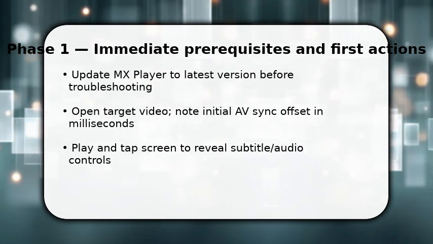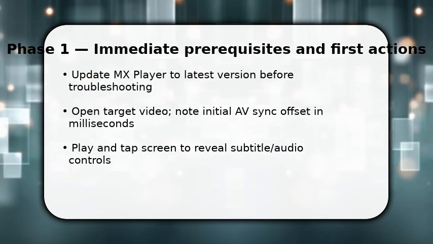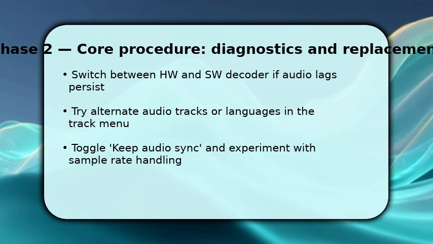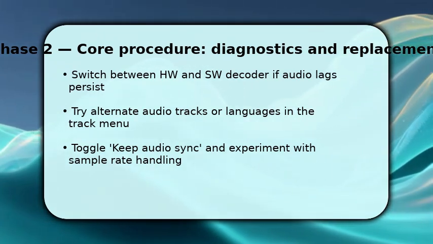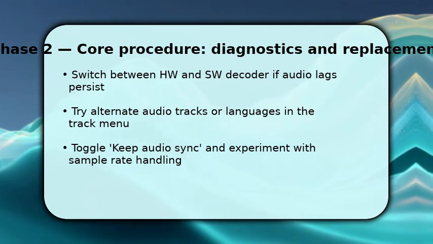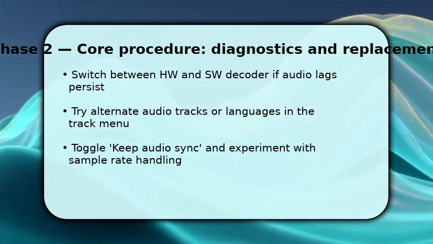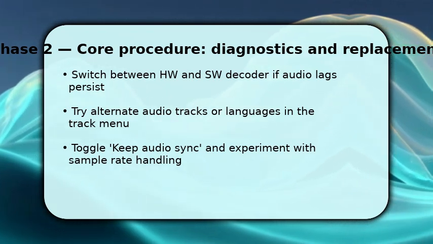Make sure you test short segments repeatedly. Small increments reveal direction and magnitude of correction. Next, change the decoder. Switch from hardware to software decoding or vice versa because some devices mishandle audio timing in HW mode. After switching, play the same scene and reapply the audio delay adjustment. This often fixes drift caused by frame drop.